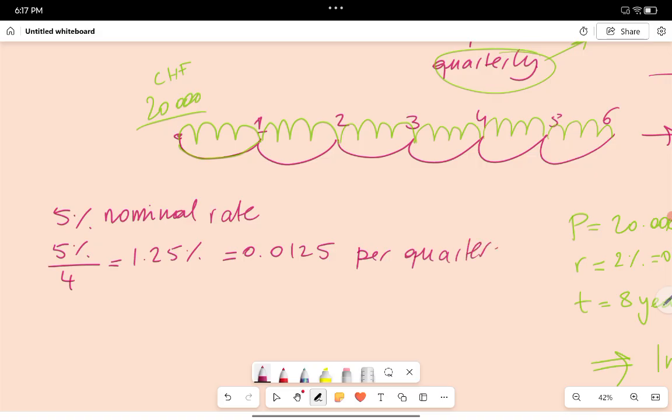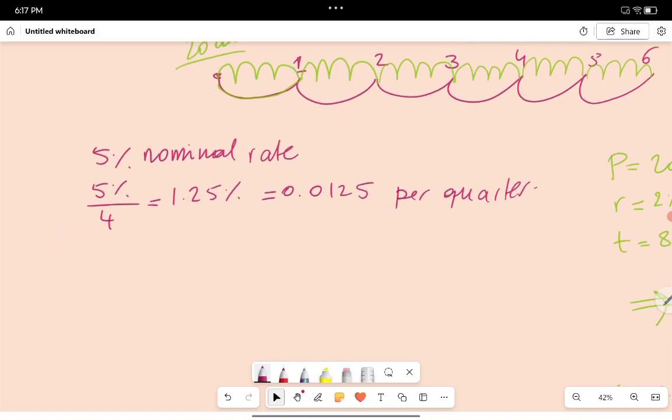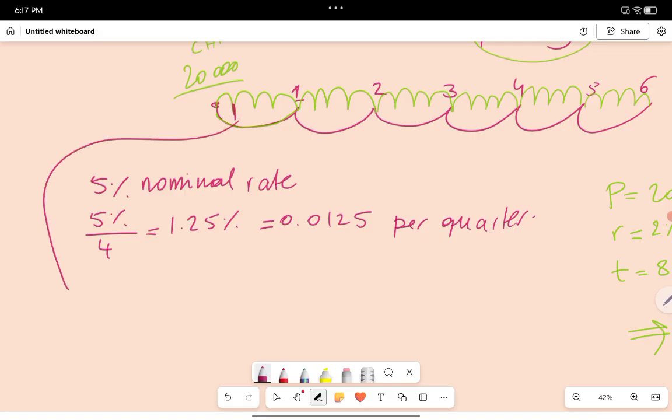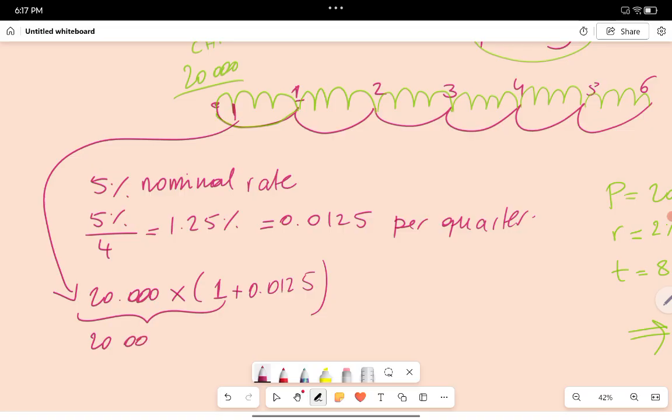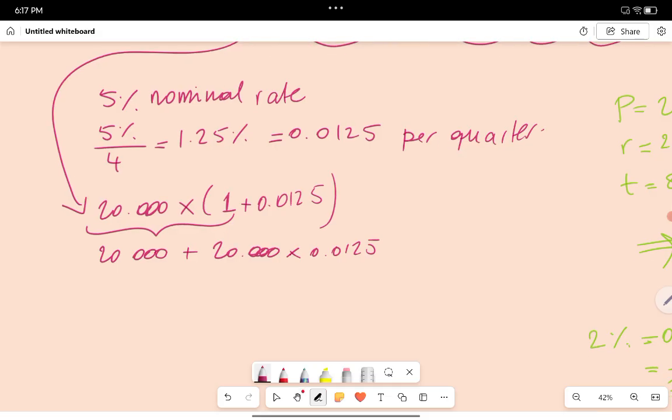So what happens after 1 quarter? We will have 20,000 times 1 plus 0.0125. So we multiply by 1 first, which gives 20,000, plus 20,000 multiplied by this interest rate, 0.0125, for 1 quarter. That is the same thing, and that is the amount after 1 quarter.